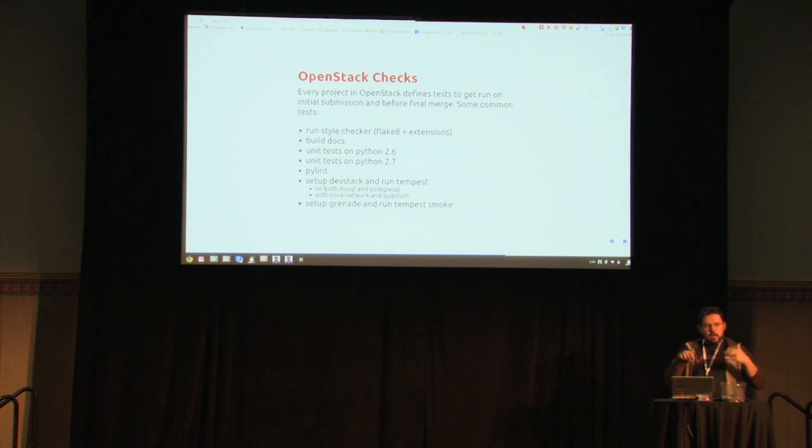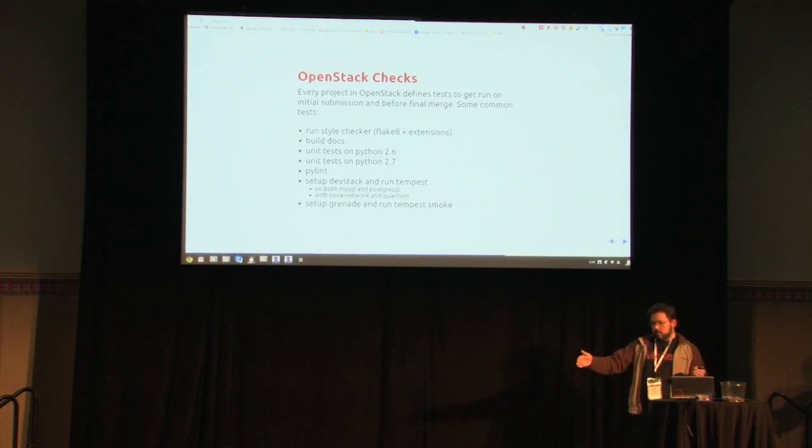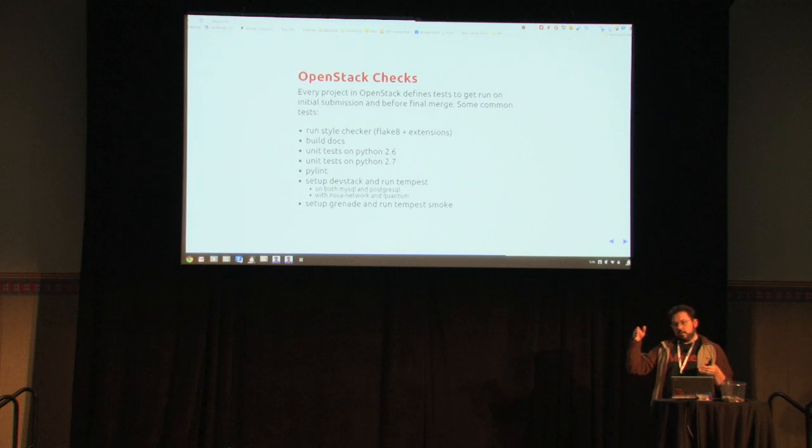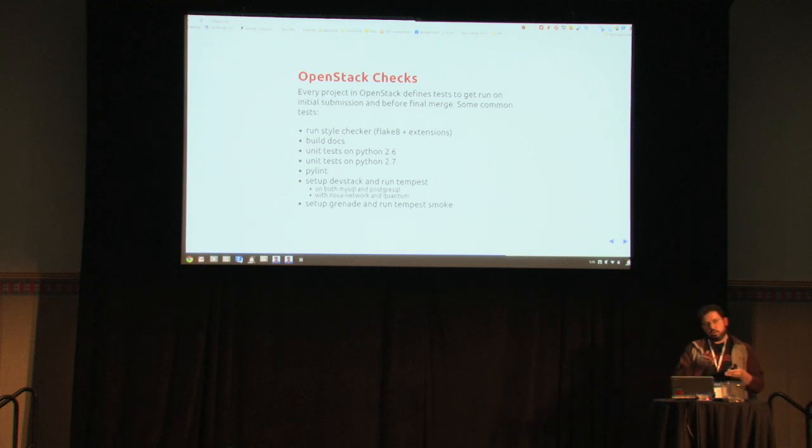Anytime we've said this is suggested style, we enforce it in a machine so that people don't have to spend brain power on that. We build docs, we run unit tests on two different versions of Python. We set up a full node environment, run DevStack on it, and Tempest, and we'll dive into the detail. And starting very soon, we're going to be doing upgrade testing from Grizzly to master on every commit to make sure that the proposed change didn't break an offline upgrade of all the services, so that we ensure compatibility of upgrade to the next release.